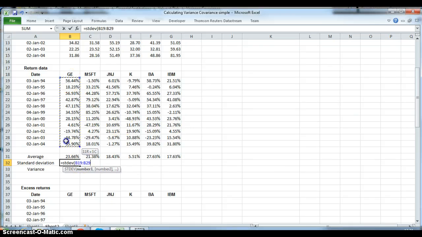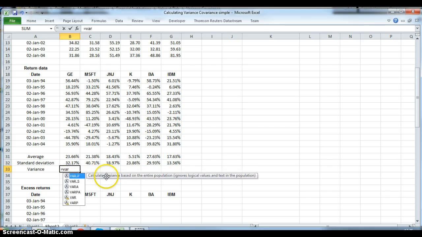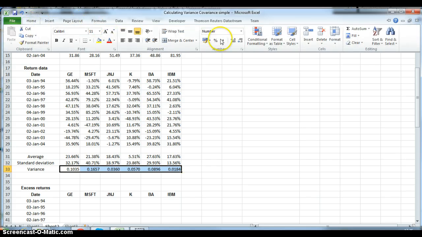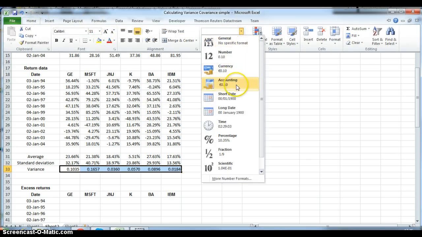Eventually we want to set this out for the portfolio. The standard deviation is 32.17, and the variance likewise, and we can just drag across our cell and change this to percentage perhaps.